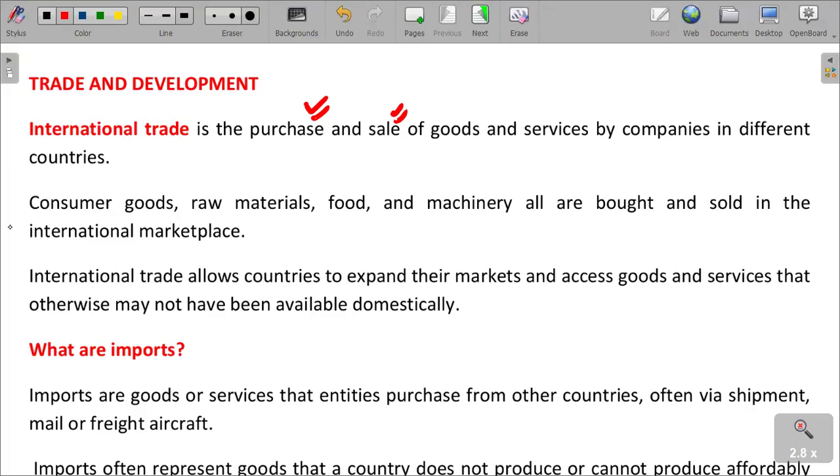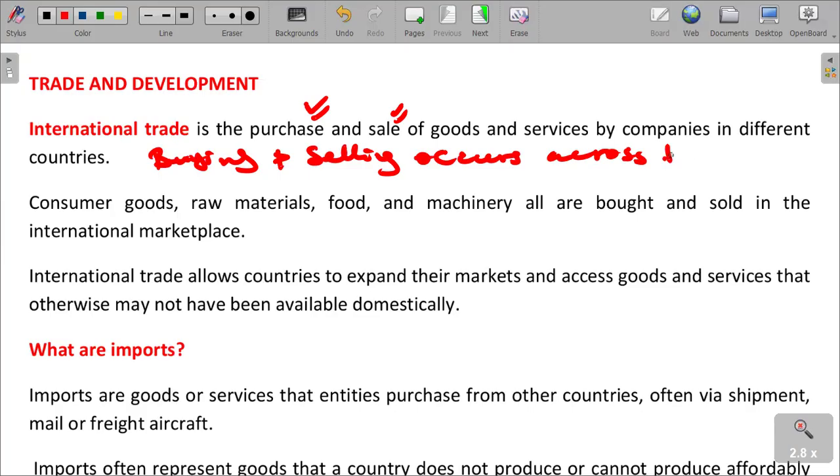So buying and selling occurs across the borders of a country.